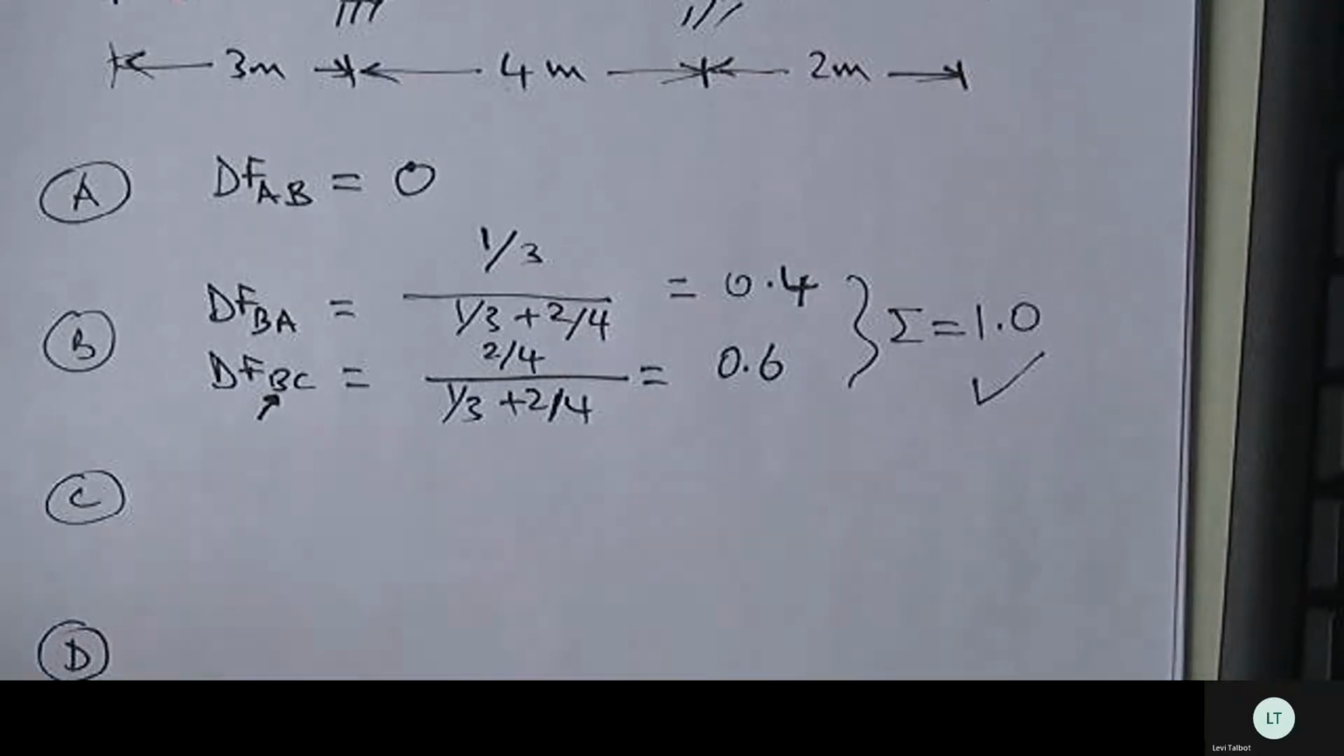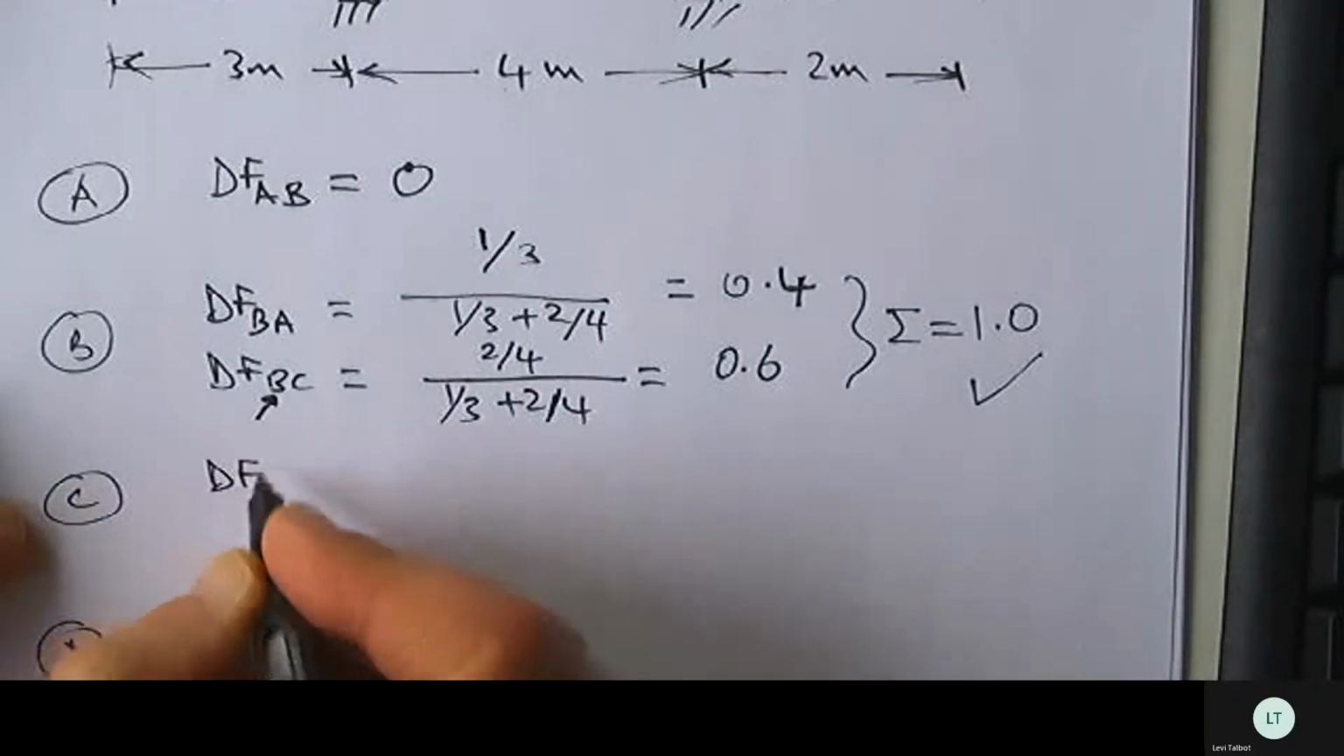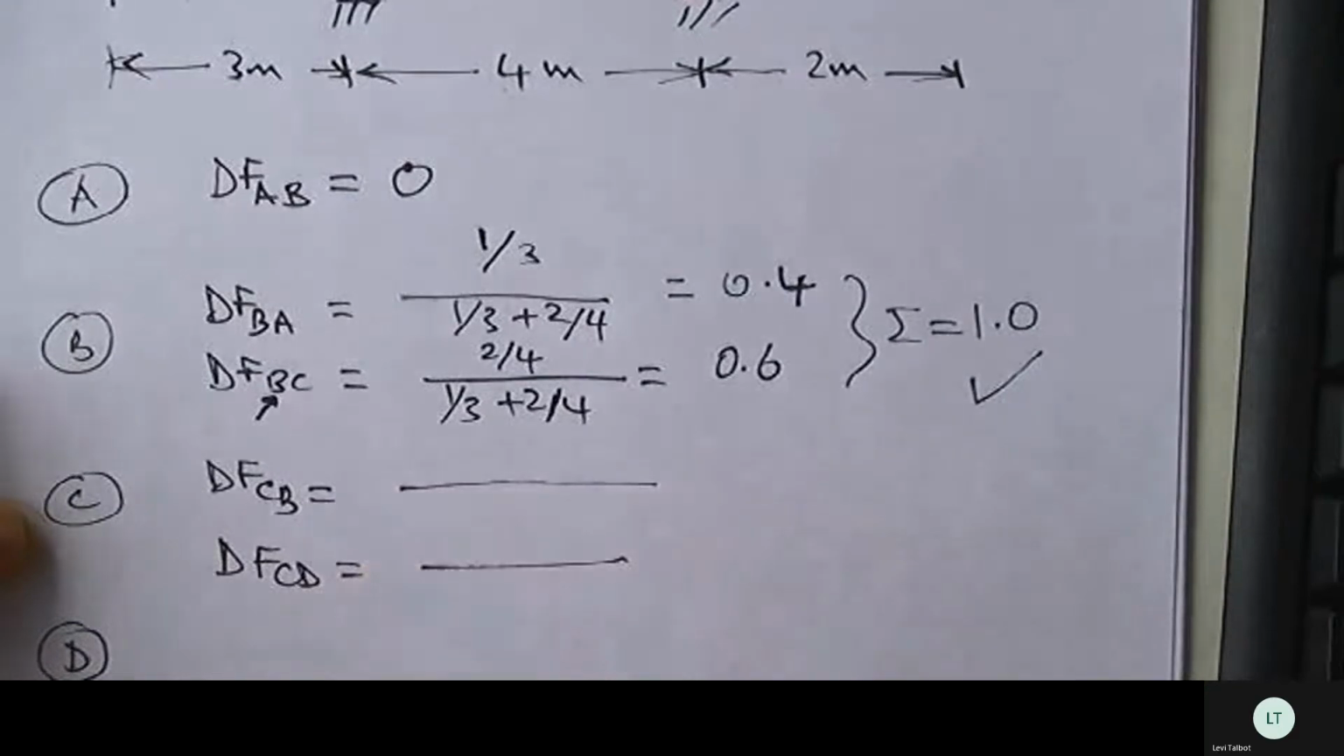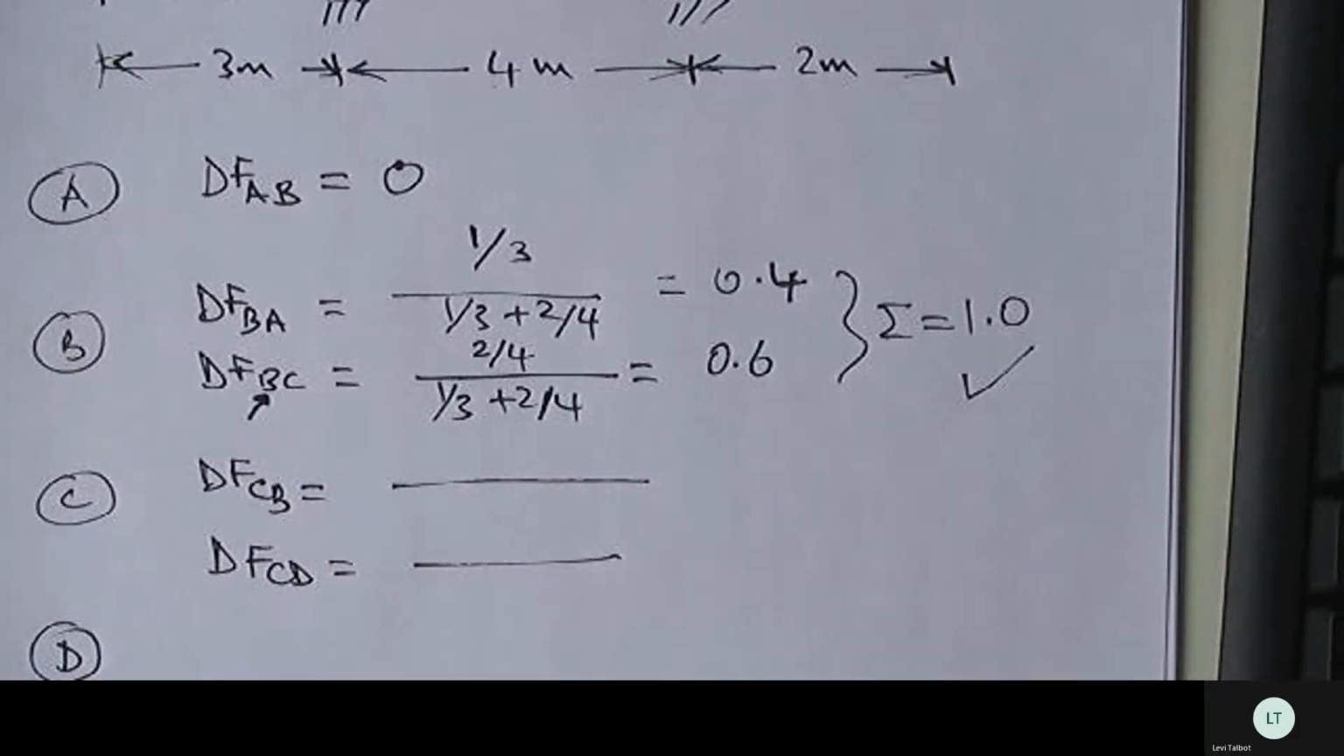Let's do joint C. I'm going to ask you to do this one for me, please. Can you do it on your own, please? Distribution factors for CB and CD. And then give me the answers. And give me a shout if you are struggling or if you don't understand.